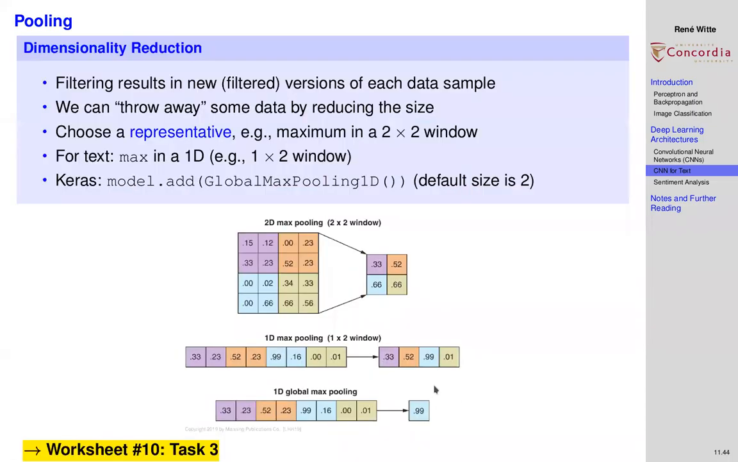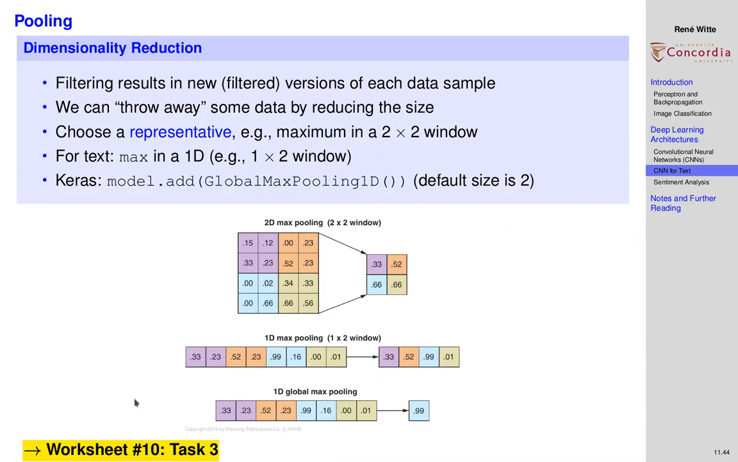So pooling gives us a way to do dimensionality reduction in our data. We have some input data, and then the output is a filtered, reduced version of each data sample. Essentially, we are throwing away a bit of data by reducing the size, by compressing it. And the way we're compressing is choosing a representative in a given window. Two typical ways of doing it are maximum and average. For images, it's a 2x2 window, but for text, it's a one-dimensional window, for example, 1x2 or 1x3.